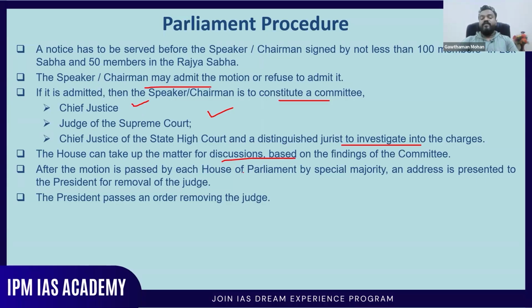After the motion is passed by each House of Parliament by special majority, an address is presented to the President for removal of the judge. Okay, so if it is passed in both Houses of Parliament by a special majority, then the President passes an order removing the judge. So this is the removal of a judge of the Supreme Court.